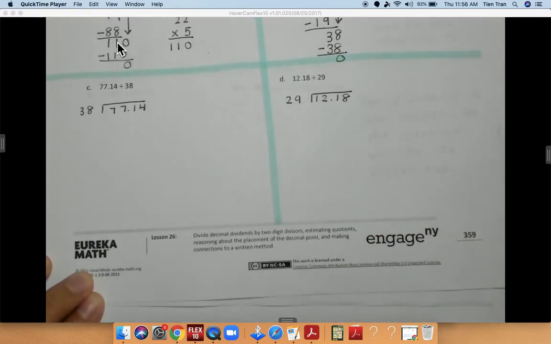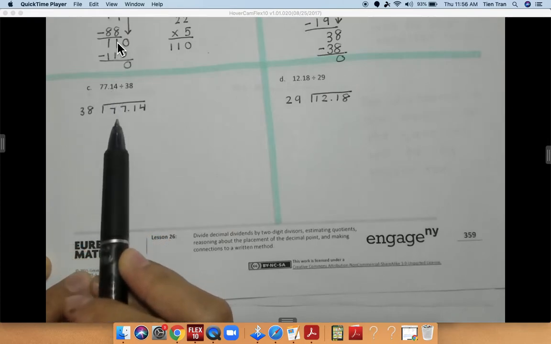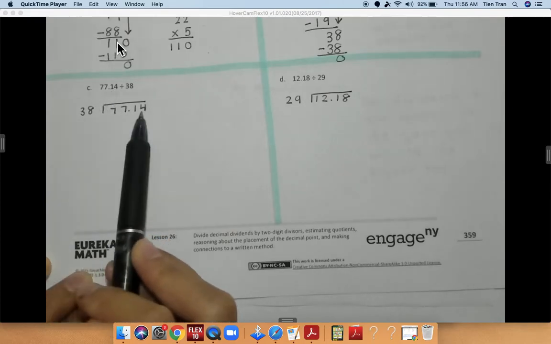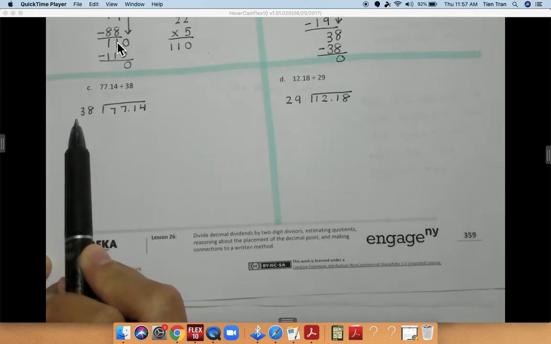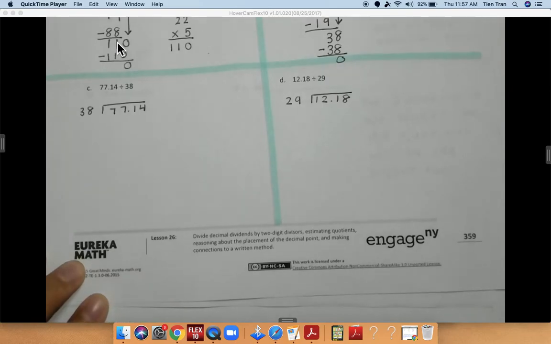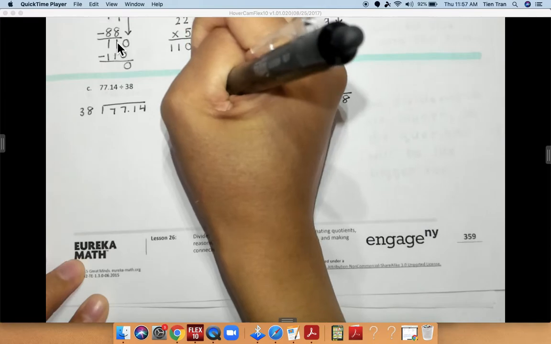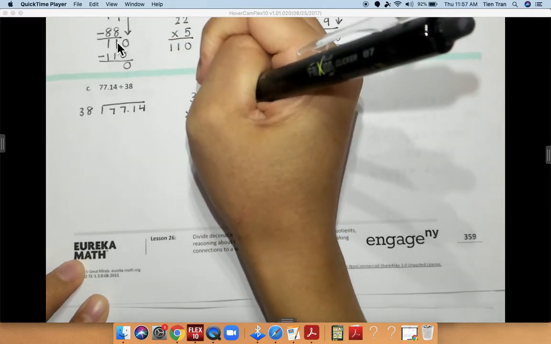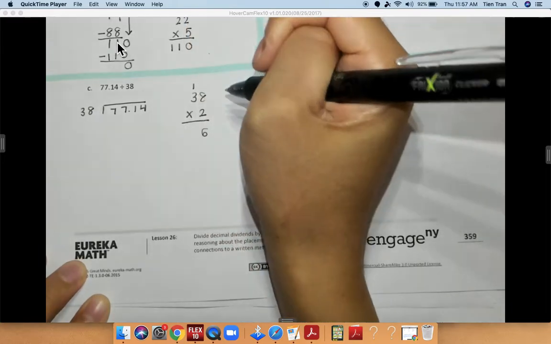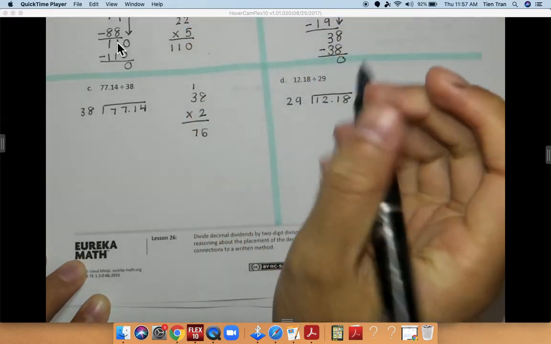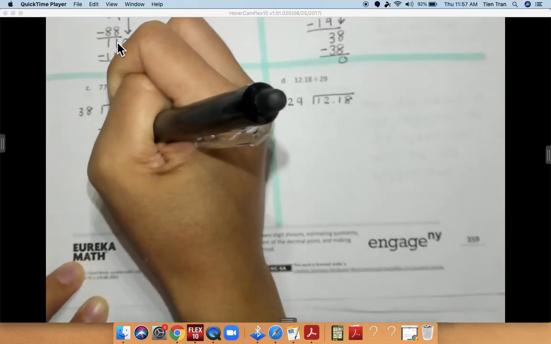For problem C, my dividend is 77 and 14 hundredths. So that number goes inside. The second number, which is 38, goes on the outside as my divisor. How many times can 38 go into 77? I'm going to try 38 times 2 and see if it works. 8 times 2 is 16. 2 times 3 is 6, plus 1 is 7. So I get 76. 77 minus 76 is equal to 1.